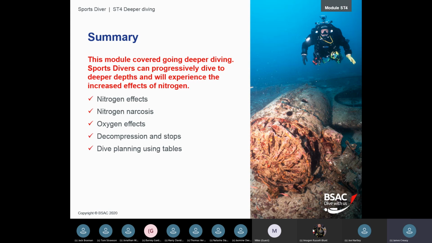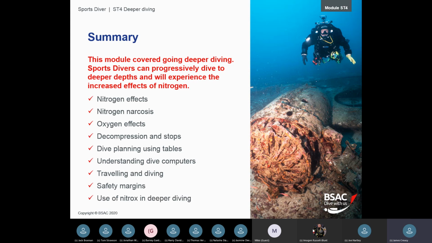We did some dive planning using the tables, and we've started to look at how dive computers work and kind of what they do for you and how you can use them and how you can understand what they're doing for you. And we looked at traveling and diving, so flying and traveling over hills, for example. And we looked at safety margins, so just make sure you're safe, so you don't push it to the limit. And using nitrox for deeper diving.